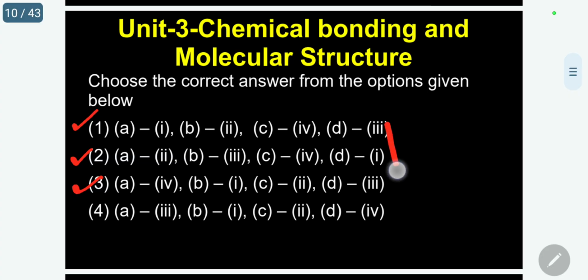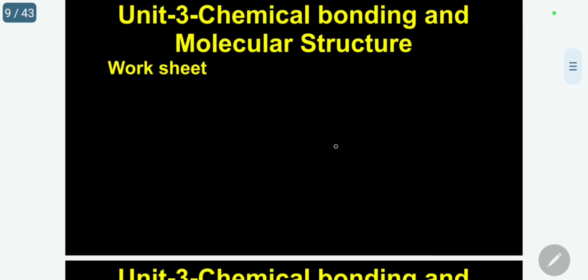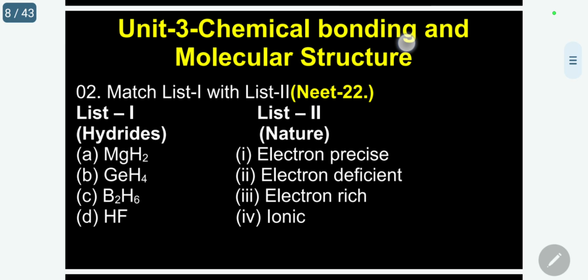Simply by looking at this, you will get confused. So don't worry about the answer side. Go to the corresponding list, put a line across, write the matches correctly, and then compare with the answers. You will get the correct answer. So let me try now one by one.